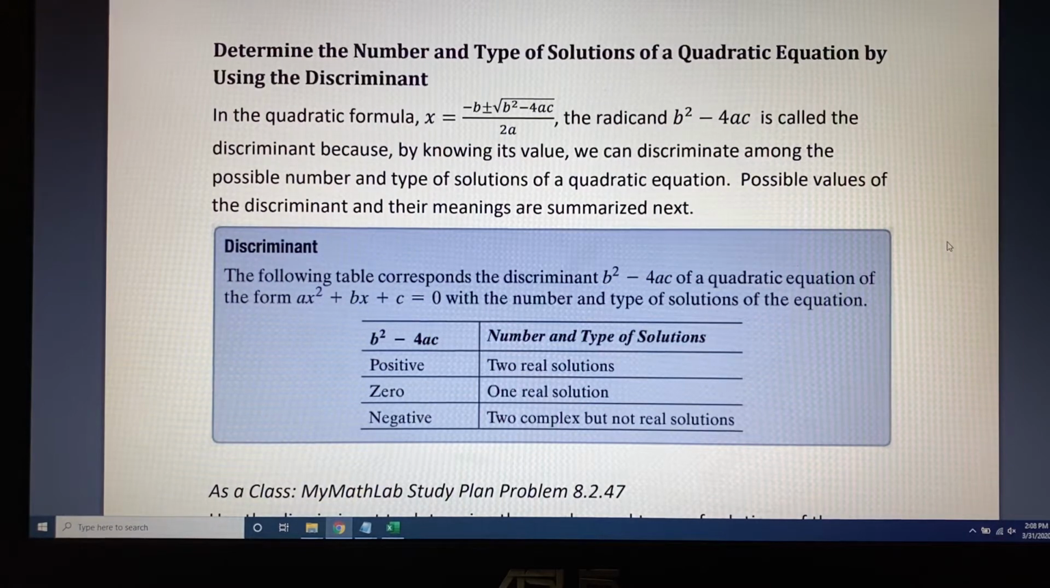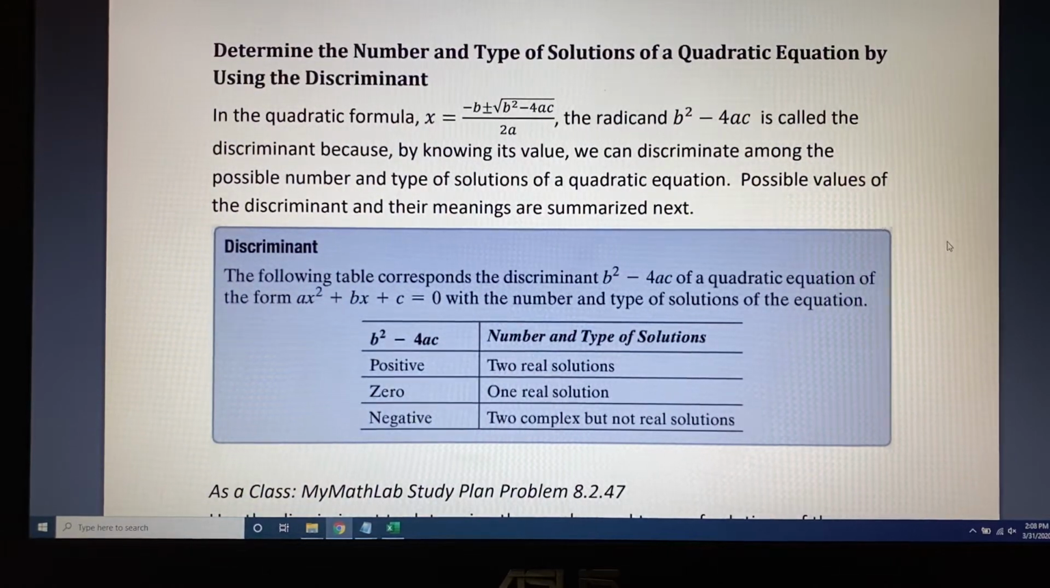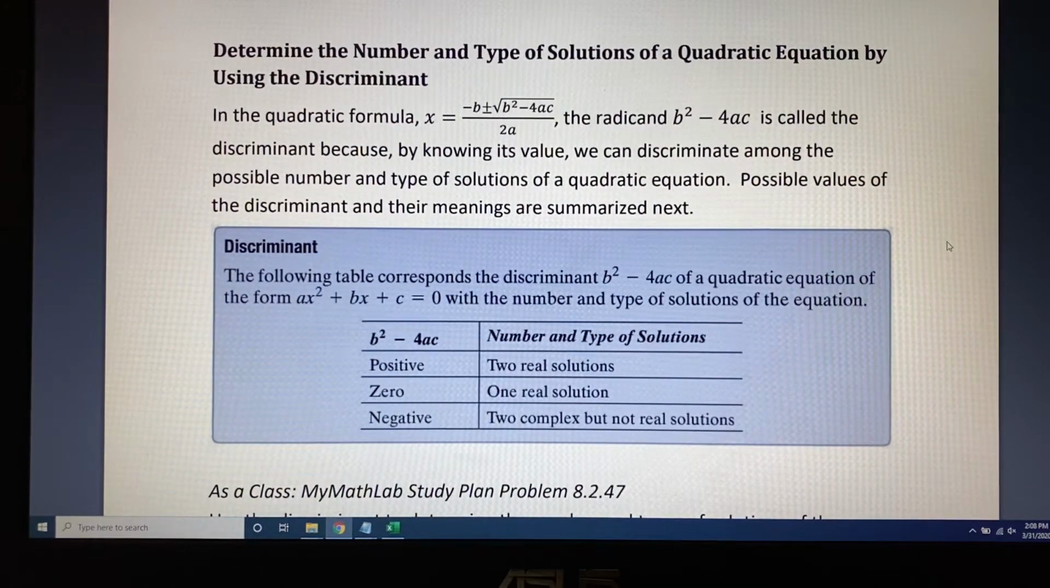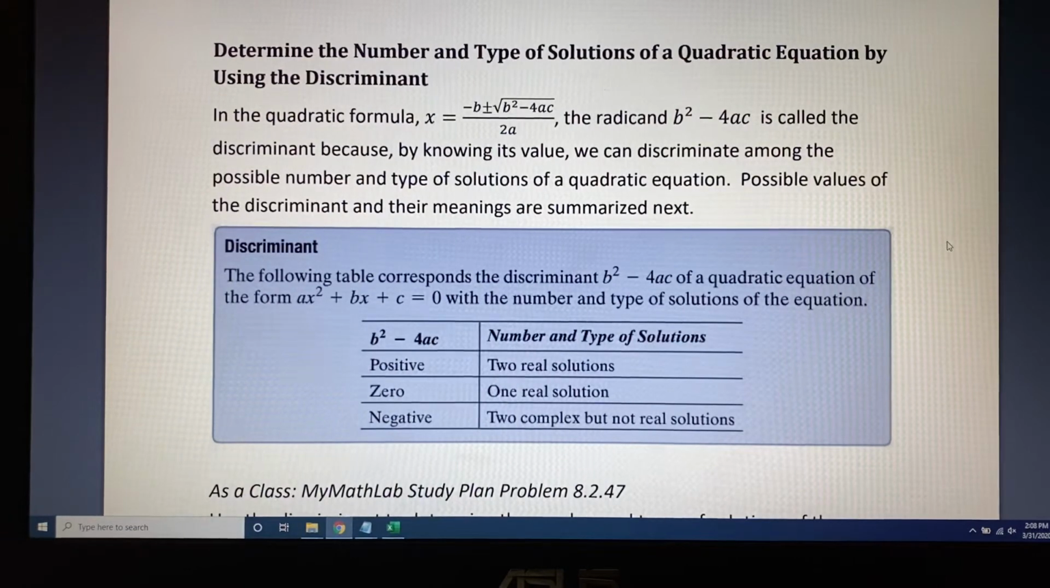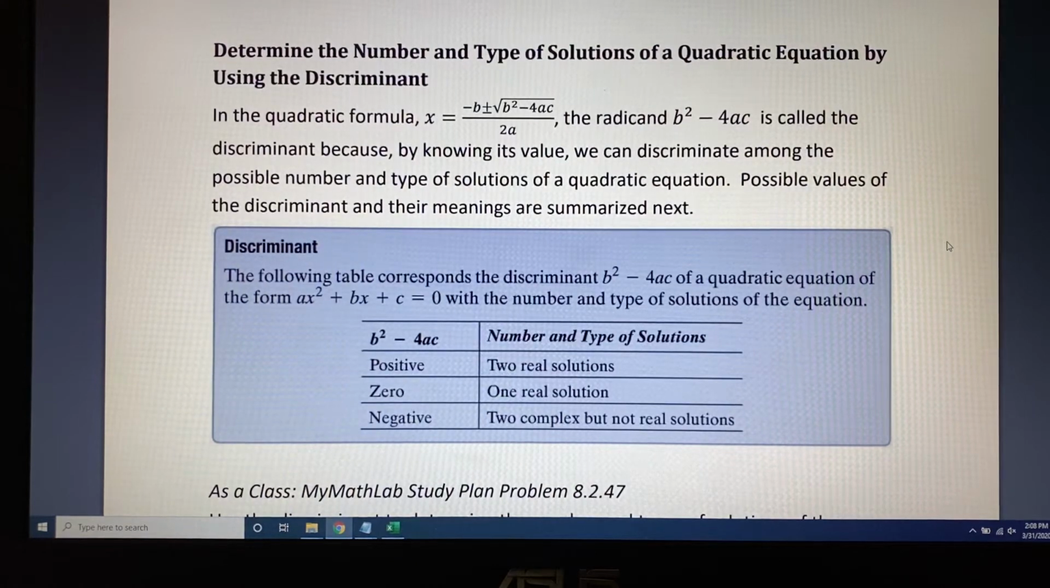In the first column, we have the value of b squared minus 4ac, and specifically whether it is positive, negative, or 0. In the second column, we have the number and type of solutions that we would get if we used the quadratic formula involving that discriminant. The possibilities are 2 real solutions, 1 real solution, and 2 complex but not real solutions.